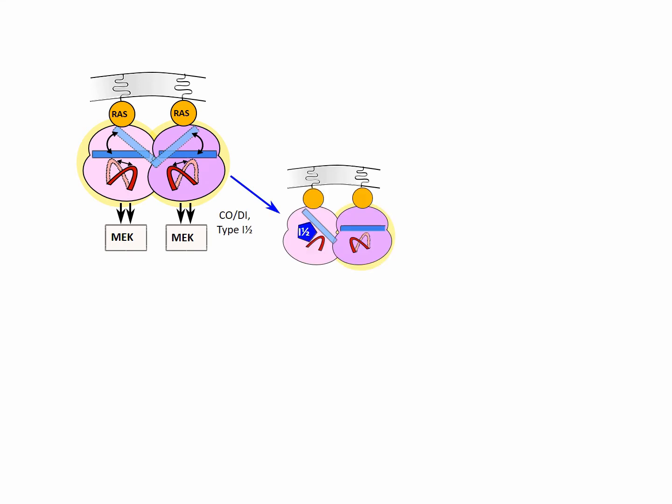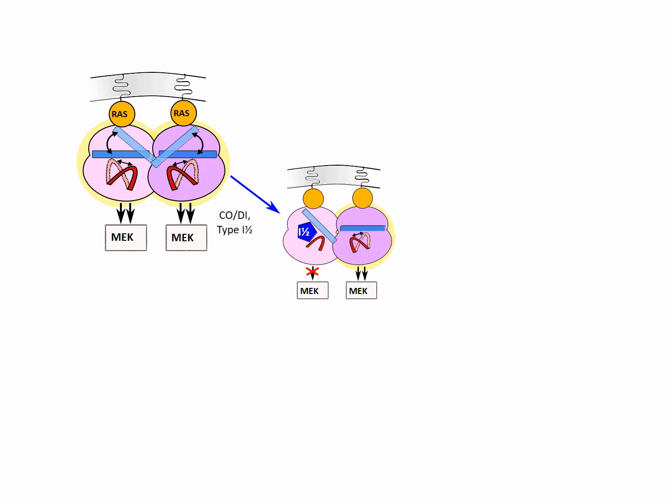Suppose we apply a type 1.5 RAF inhibitor, also called a CODI inhibitor. When this inhibitor binds, it locks the RAF molecule in a conformation with the alpha-C helix out and the DFG motif in. The bound protomer is now inhibited and cannot signal to MEK. However, the other protomer cannot be bound by the type 1.5 inhibitor because, and this was the important point I mentioned previously, both protomers cannot have the alpha-C helix out at the same time.